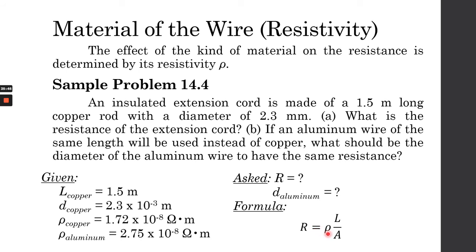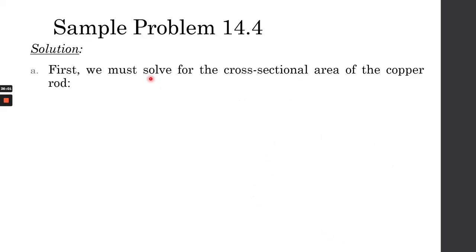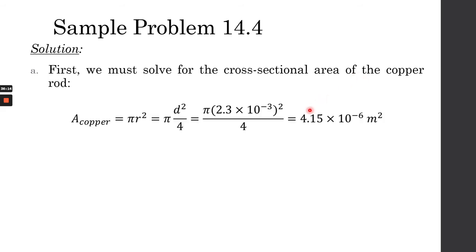In order for us to do that, ang kailangan muna natin i-solve is yung area. Kasi binigay sa atin yung length ng ating copper and alam natin yung rho ng ating copper. Ang hindi natin alam is yung area ng ating copper rod. So, let's solve first the cross-sectional area of our copper. So again, yung area ng isang rod, ng isang cylinder, yung cross-sectional area ng isang cylinder, ng isang wire, or ng isang rod is pi r squared.